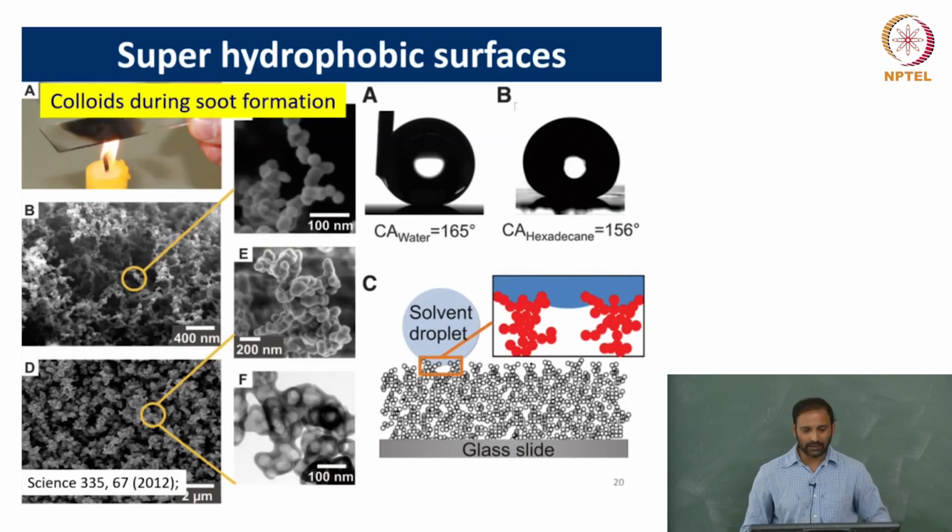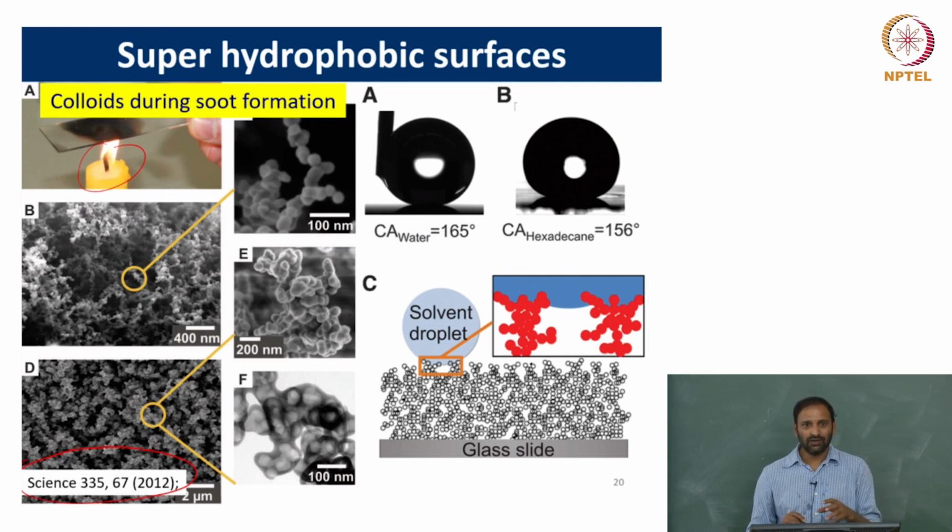One way of doing that is by a simple technique, and this is what is done in this particular example. If you are interested, you can go and read up a little more about this. Very simple example, anybody could have done it. You have a glass substrate, take a candle and burn it, and when you burn a candle you get soot, and you just deposit that soot on the glass substrate. The soot essentially consists of carbon particles.